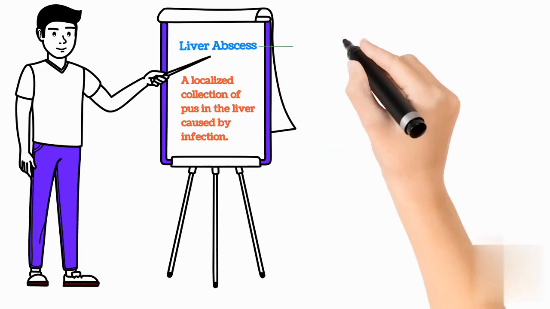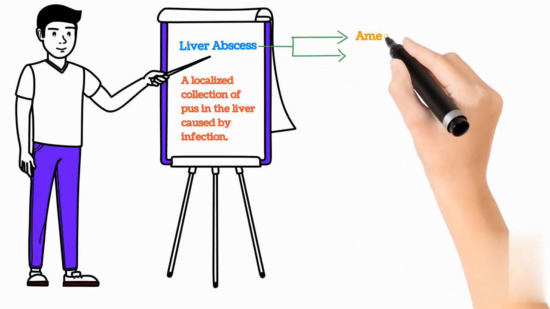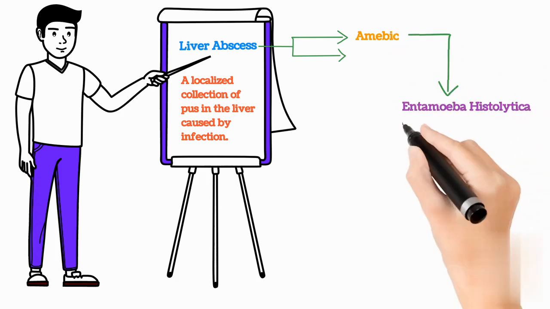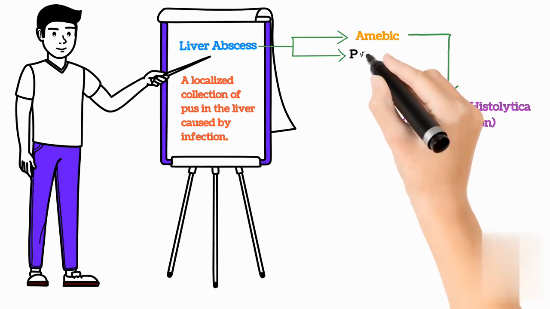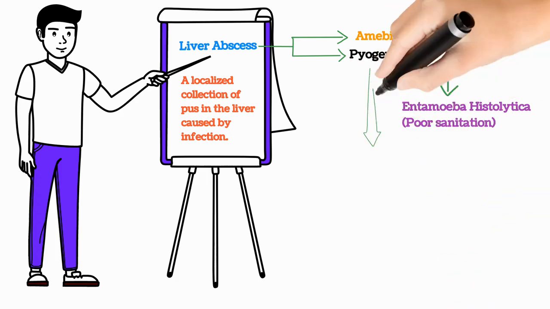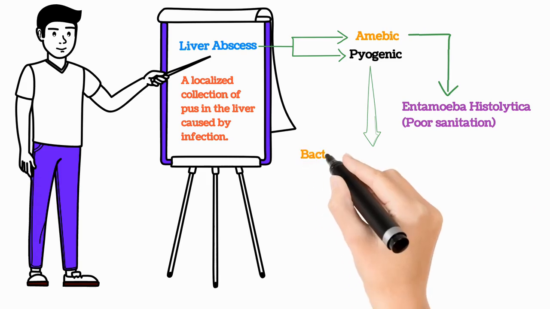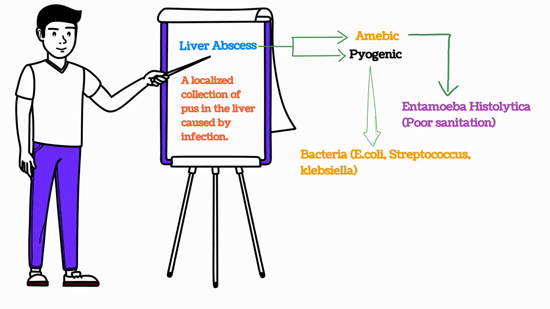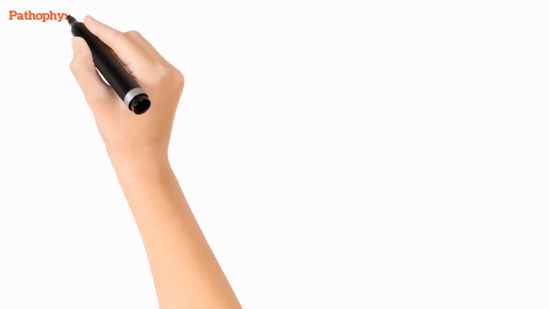Two categories of liver abscess have been identified. Amoebic liver abscess, which is the most common, caused by Entamoeba histolytica, often associated with poor sanitation. And the pyogenic liver abscess, which is much less common and caused by bacteria, E. coli, Streptococcus, Klebsiella. Here we discuss the step-by-step process of how a liver abscess forms.